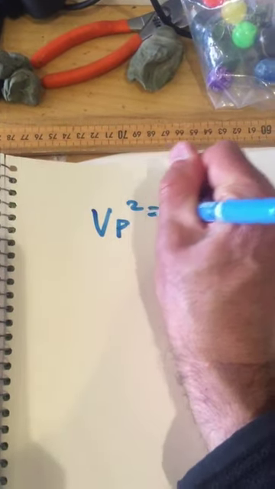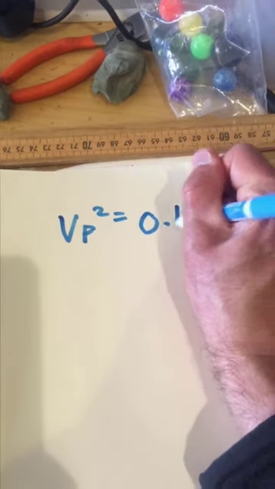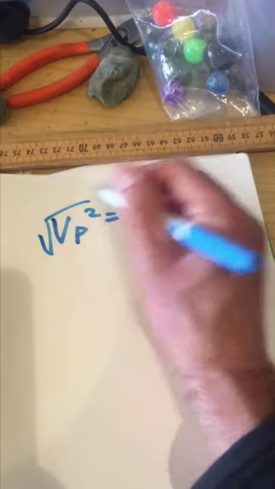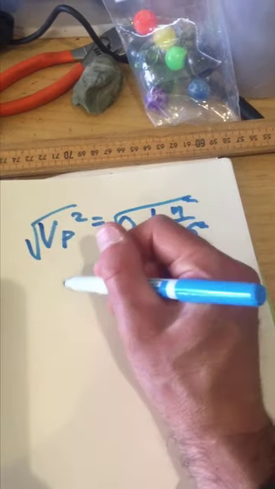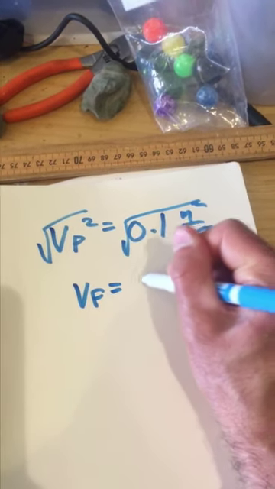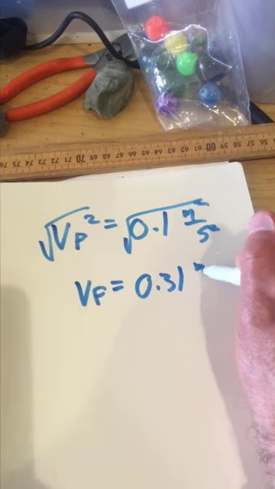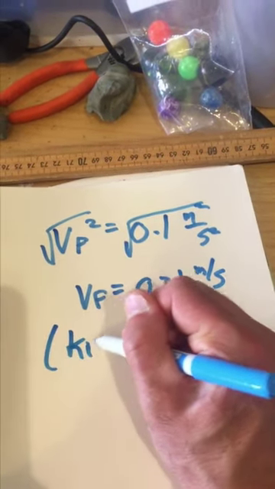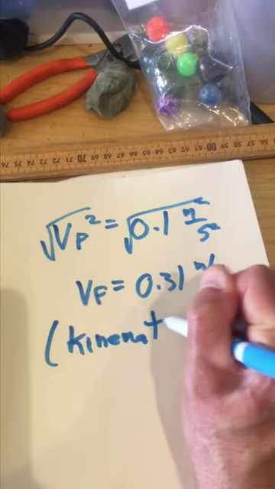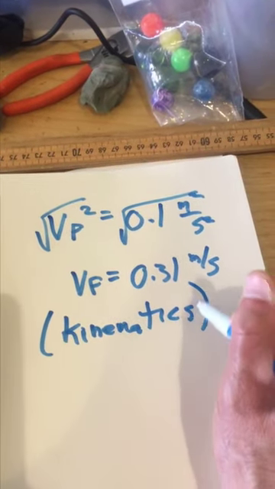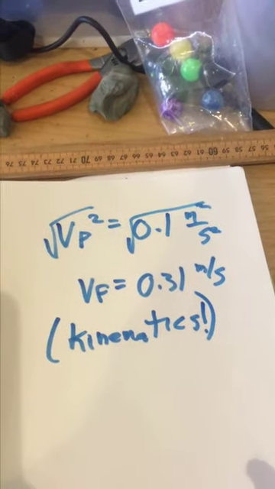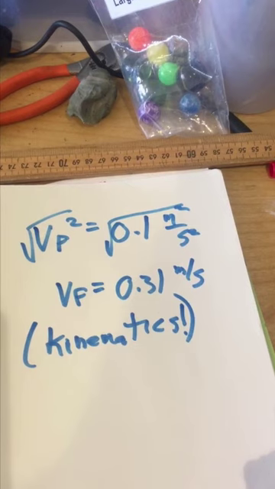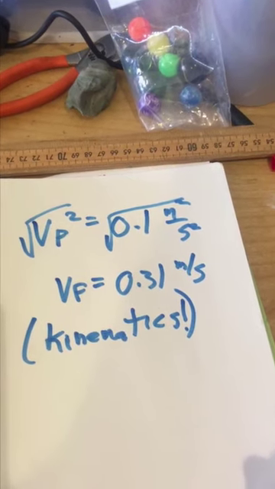The final velocity squared is equal to 0.1. It's going to be meters squared per second squared. Take the square root of both sides, and you get V final is equal to 0.31 meters per second. This was using kinematics. And notice we got the same answer whether we use the kinematics equation where we found the acceleration, or whether we use conservation of energy, where we're looking at the vertical distance that the object drops. Both give us the same answer.